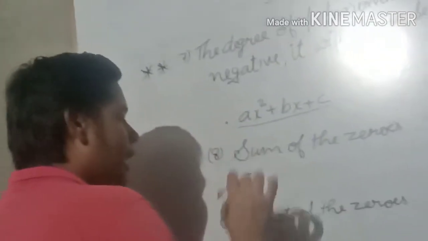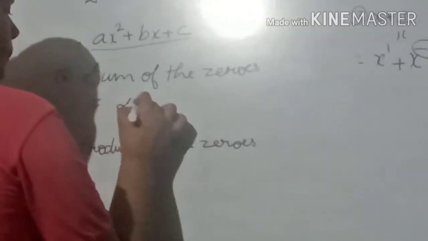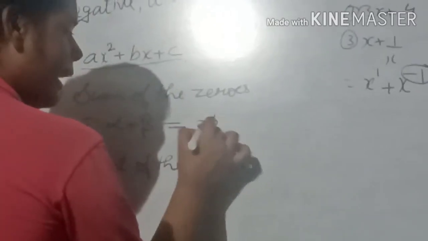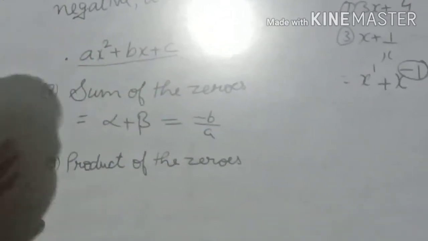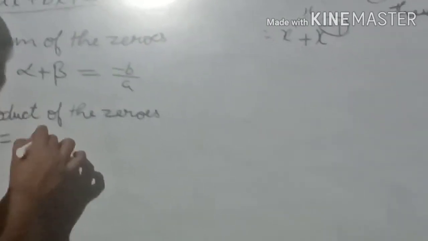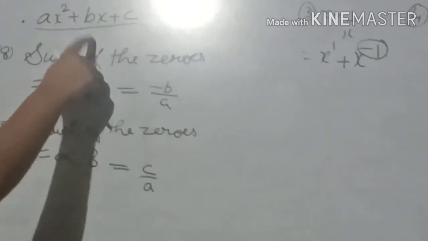Just moving ahead, you observe this polynomial. This is the standard form of a quadratic polynomial. We have 2 formulas here: the sum of the zeros and the product of zeros. Let the zeros be alpha and beta. The sum of zeros, alpha plus beta, is equal to minus b upon a. The product of zeros, alpha into beta, is c upon a. The values of a, b, c will come from this equation.